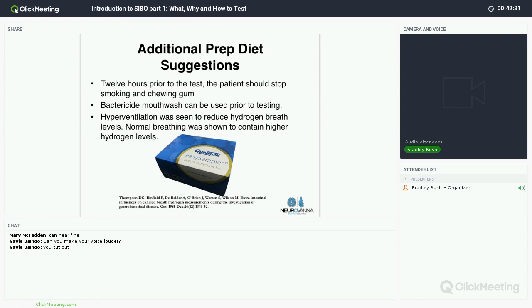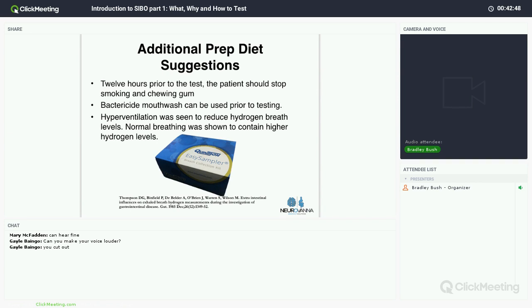Additional prep diet suggestions that I put in there that are also good to know is that 12 hours before the test, the patient should stop any smoking or chewing gum. So in that 12 hours, even though they say it's a 12-hour fast, no gum chewing, and preferably no smoking.